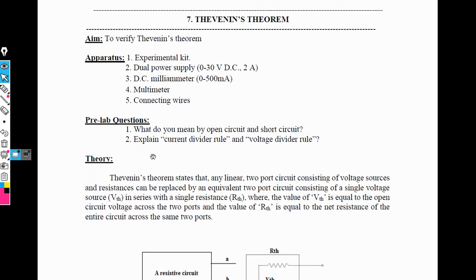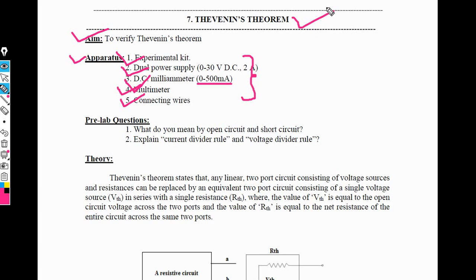Okay, Thevenin's theorem. The main aim of Thevenin's theorem is to verify Thevenin's theorem. For this we need apparatus: first is the experimental kit, then a dual power supply, then a DC milliammeter with a range of 0 to 500 milliampere, then a multimeter and connecting wires. These are the important apparatus used in Thevenin's theorem.